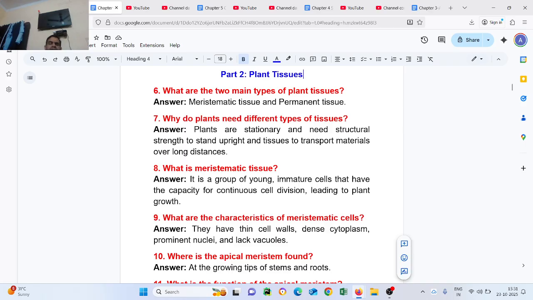Question number 8. What is meristematic tissue? It is a group of young immature cells that have the capacity for continuous cell division, leading to plant growth. Question number 9. What are the characteristics of meristematic tissue? They have thin cell walls, dense cytoplasm, prominent nuclei, and lack of vacuoles.